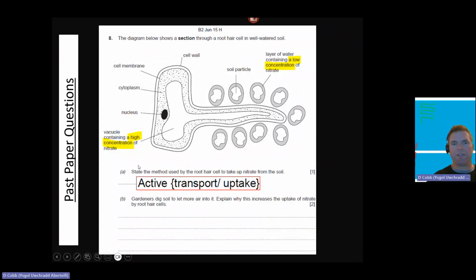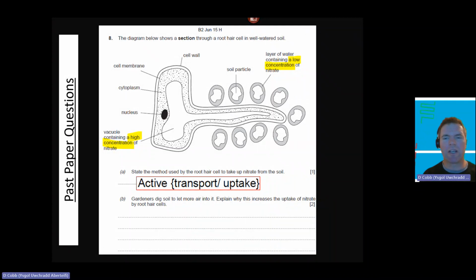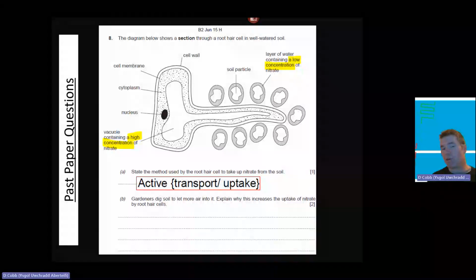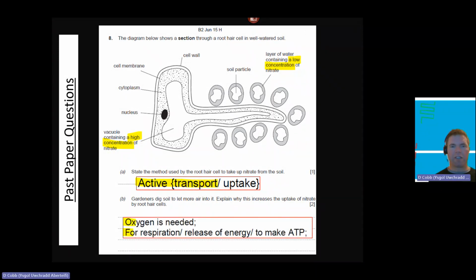And then it says gardeners dig soil to let more air in. Explain why this increases the uptake of nitrate by root hair cells. Now, this is the first question we've had which really asks you to do a little bit more. It's a 2-mark question, and you've got to write rather than tick a box or just label something. The key thing here is to appreciate that active transport needs energy, and energy was released as a result of respiration taking place, and aerobic respiration needs oxygen. So more air in means more oxygen. So oxygen is needed for respiration.